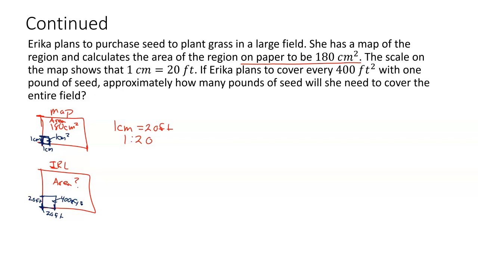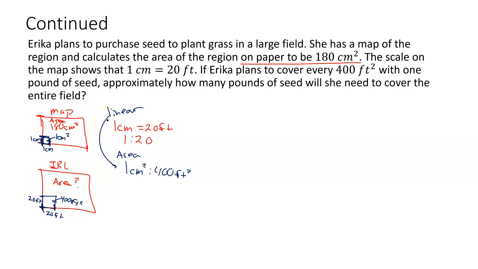Is that the same ratio that I had here? No. Now it's 1 centimeter squared to 400 feet squared. When you go from linear to area, well, area is squared. So 1 squared is 1, 20 squared is 400. Your ratio changes.